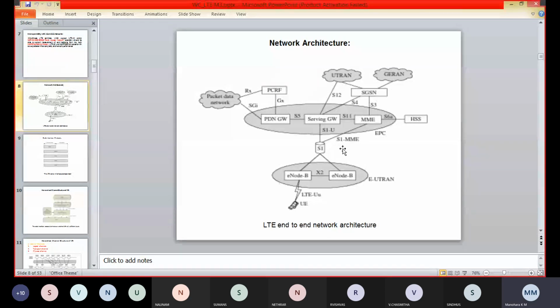So here, coming to the first one, the network architecture. This is the figure which represents the end-to-end network architecture of LTE with the various components of the network. Now you can see in the figure that the entire network is composed of the radio access network, which is E-UTRAN, and the core network, which is EPC.